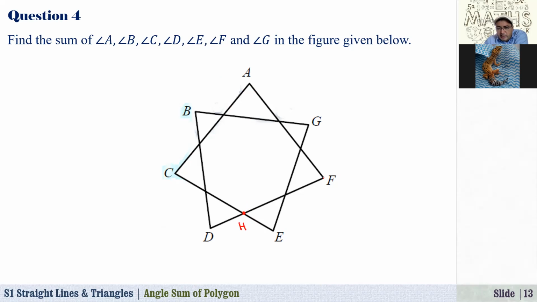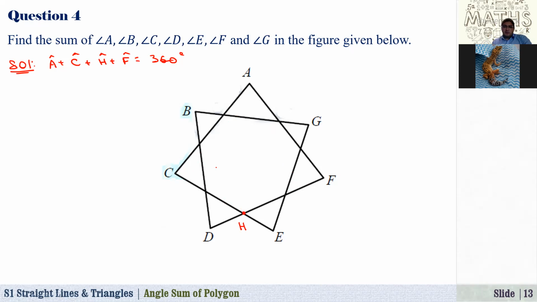let's say this H and F. So now it is a quadrilateral, right? So solution here, angle A plus angle C plus angle H plus angle F, because it is a quadrilateral A, C, H, F, right? It is a 1, 2, 3, 4 quadrilateral. So that's equal to 360 degrees.